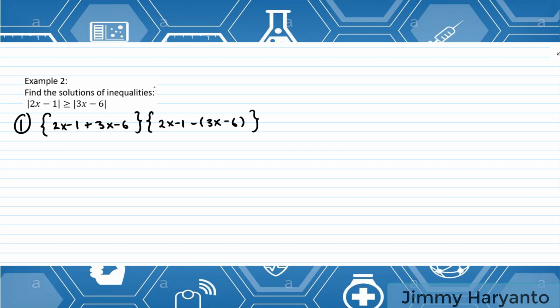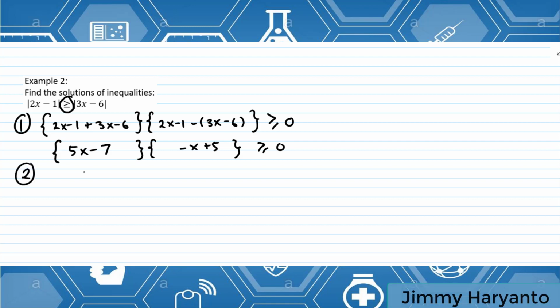Look at the sign, greater than or equal to. We follow the sign, and then we have to simplify this one. It will become 5x minus 7. This one is negative 6 plus 5, so negative x plus 5 greater than or equal to 0. And then step number 2.